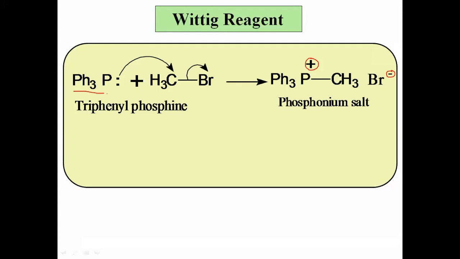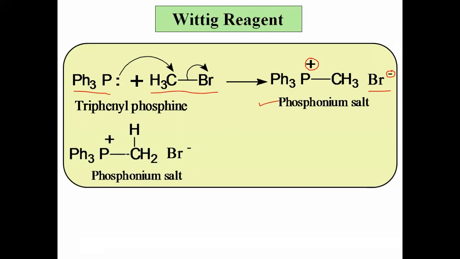This is triphenyl phosphine. When it is treated with methyl bromide, phosphorus having a lone pair of electrons forms a bond with that methyl group. Simultaneously, the bond between carbon and bromine undergoes breaking. This electron pair goes towards bromine, which acquires a negative charge. Okay, this is Br minus, and this is the new bond between phosphorus and the methyl group, while phosphorus has a positive charge. Okay, this is our phosphonium salt. Now this phosphonium salt, I have written that phosphonium salt, Ph3P with a positive charge, and there is a methyl group, CH3.